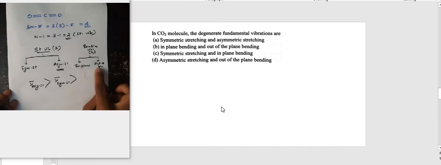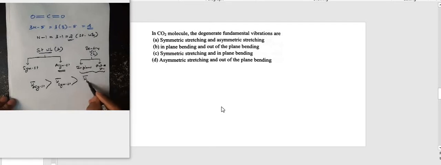Of the 2 bending vibrations, one occurs in plane and another occurs out of plane. The energy for these 2 vibrations is actually equal. Therefore we can say that these two vibrations are degenerate. They have the same energy. So in the CO2 molecule, the degenerate fundamental vibrations are the in-plane bending vibration and the out-of-plane bending vibration. So the correct option for this question is option B.